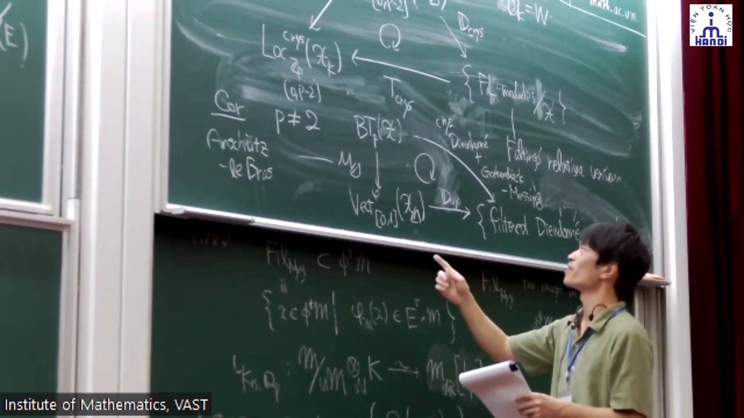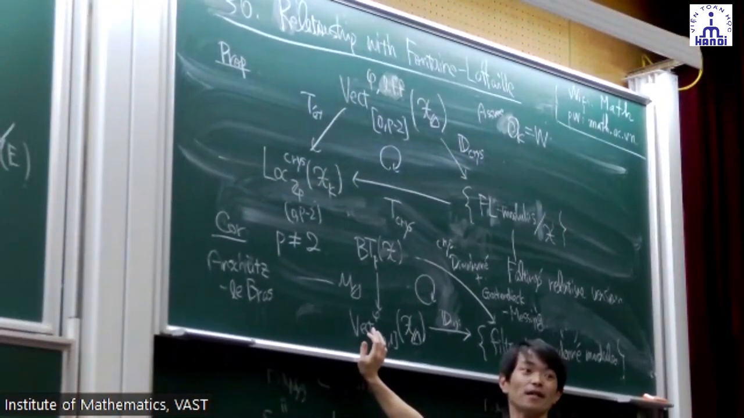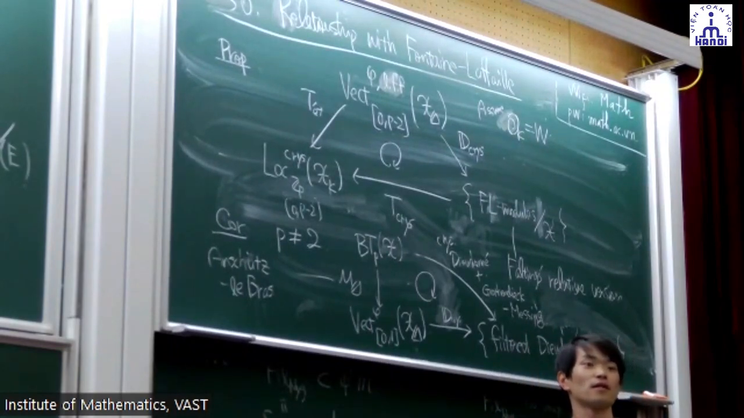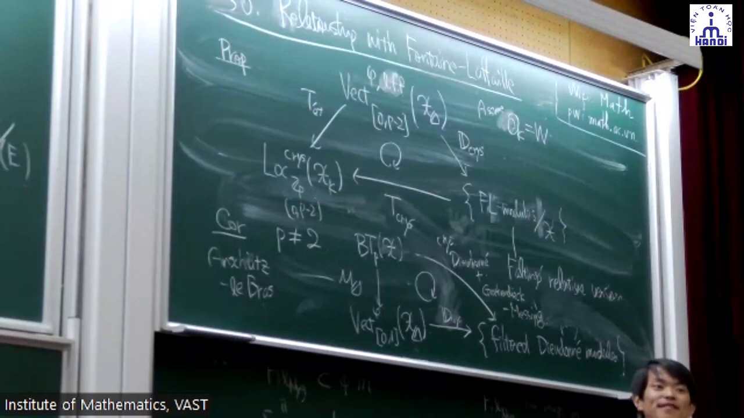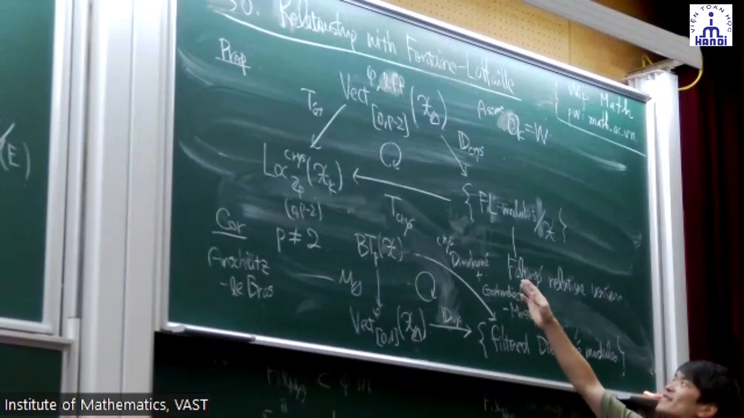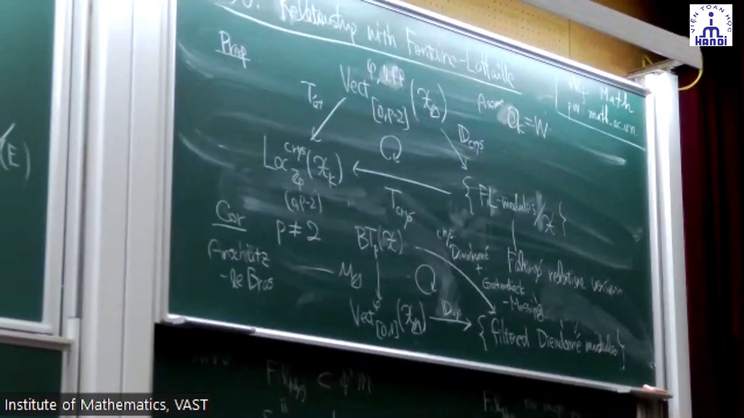I'm sorry, because when p equals 2, I can't apply this proposition. In the case of p equals 2, this Dcrys theory is not as well behaved as in the other case. One way of seeing that is that it is not Fontaine-Laffaille anymore in the case where p equals 2. And of course, there is another, more reasonable explanation. Yeah, this is it.